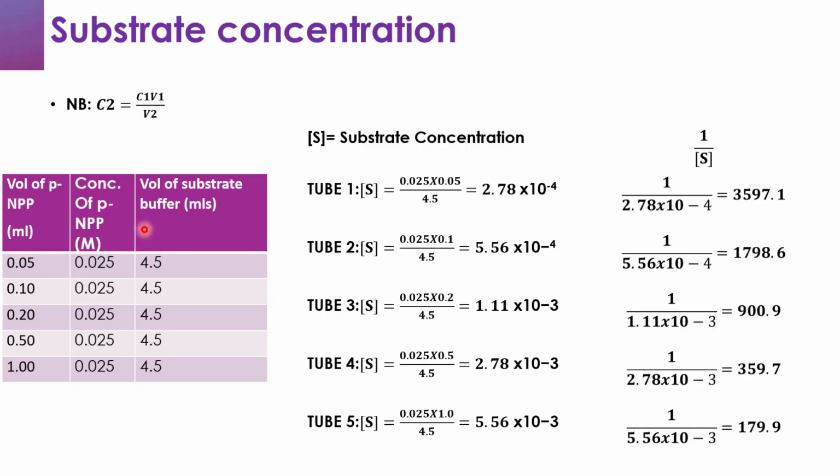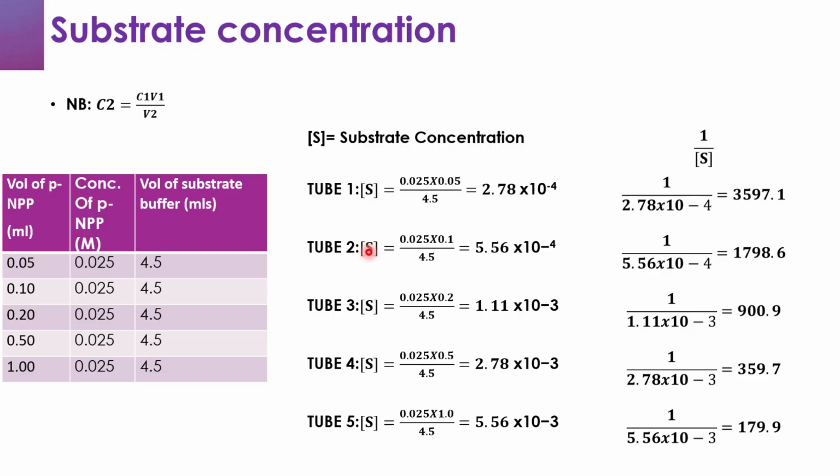So don't forget I said the C2 over here happens to be the final substrate concentration. So let us do it for the first test tube. For test tube 1, the final substrate concentration in the substrate buffer is given as 0.025, and this is our C1, times the 0.05, which is the mils of the p-nitrophenol phosphate added, divided by V2, which is the final volume. So if you substitute this, you get 2.78 times 10 to the power negative 4.